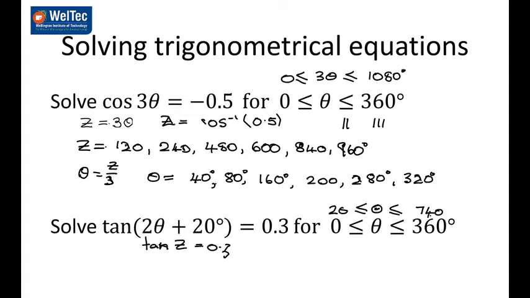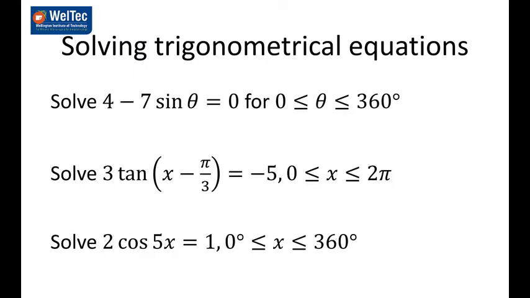Just check that they're in range. You need to make sure that they're all between 20 and 740, and then you're going to rearrange the fact that Z was equal to 2 theta plus 20. And so theta is Z minus 20, over 2.